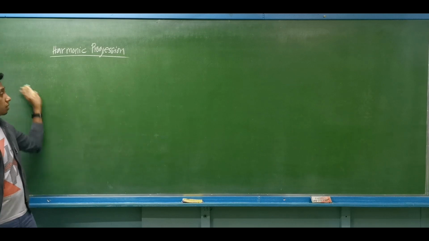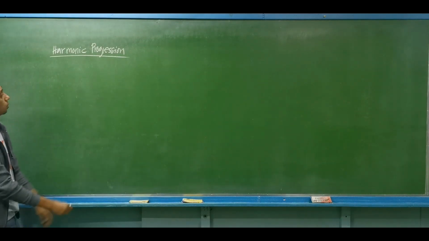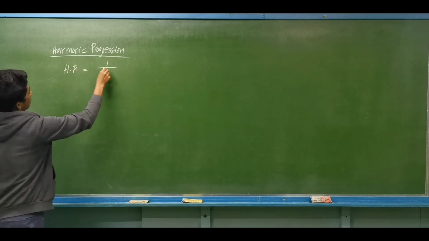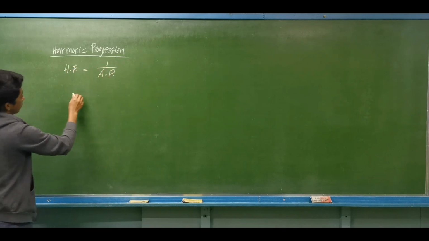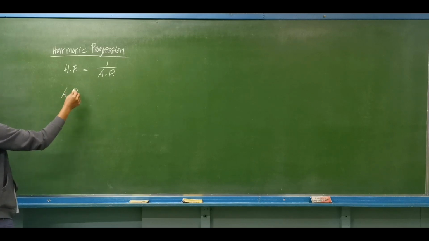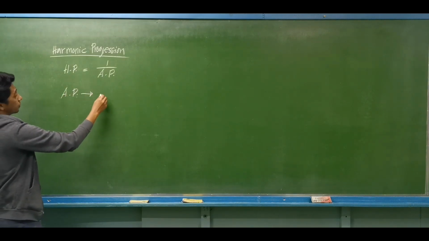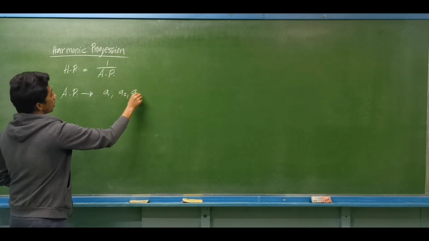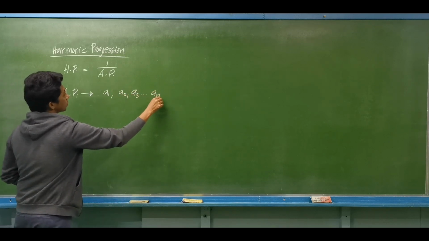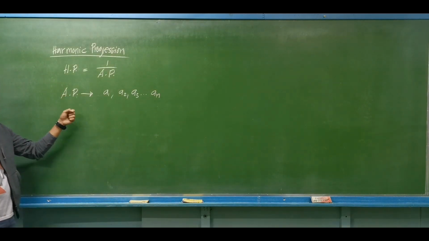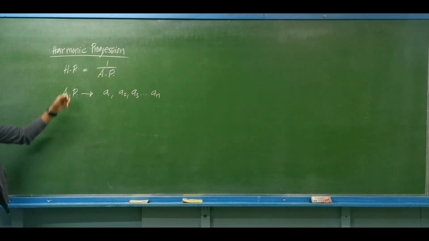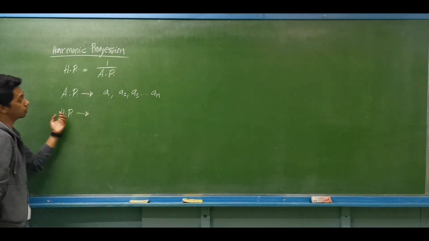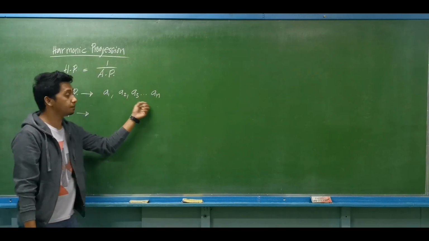And next up is harmonic progression. If we say harmonic progression, that's basically the reciprocal of the arithmetic progression. For example, under arithmetic progression, we have the terms a sub 1, a sub 2, a sub 3 up to the nth term a sub n. How do we write the terms equivalent to the harmonic progression? Under harmonic progression, all we have to do is take the reciprocals of the terms.